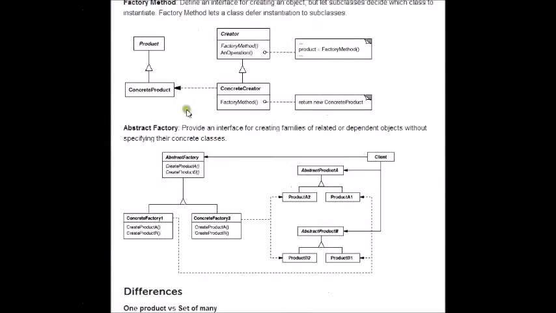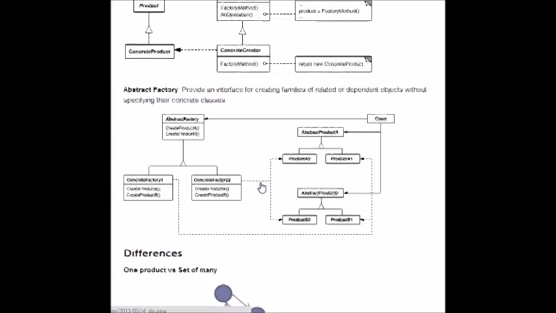Let's compare factory method and abstract factory side by side. Factory method defines an interface for creating an object, but lets subclasses decide which class to instantiate. I hope this makes more sense now. It lets the class defer instantiation to subclasses, not the class it calls. Abstract factory provides an interface for creating families of related or dependent objects without specifying their concrete classes. So abstract factory is all about creating families of related or dependent objects.